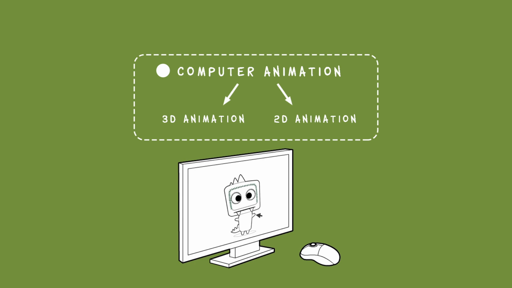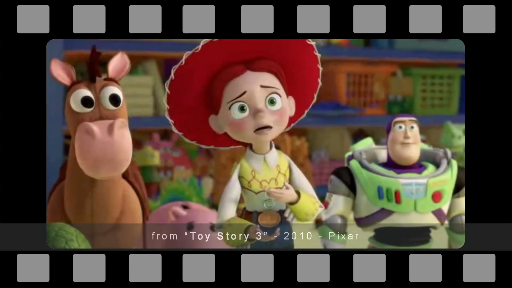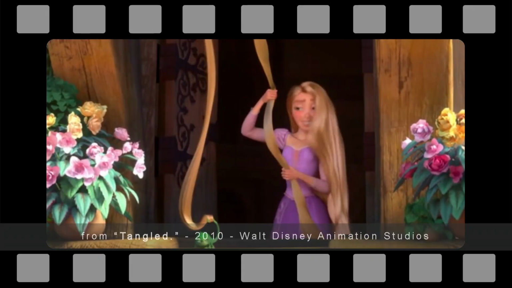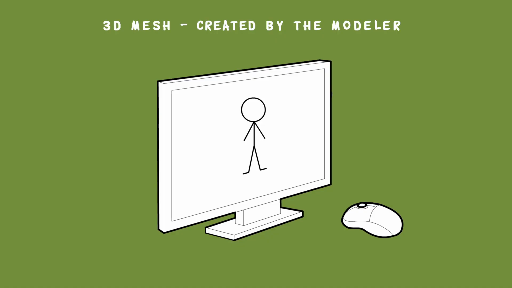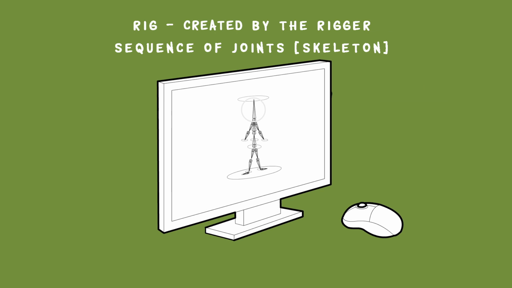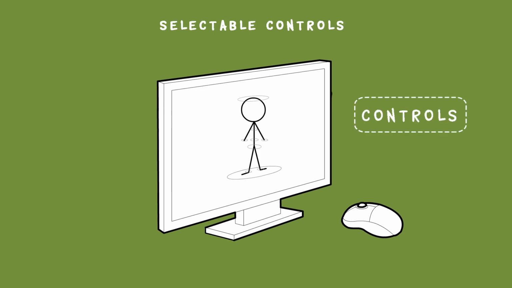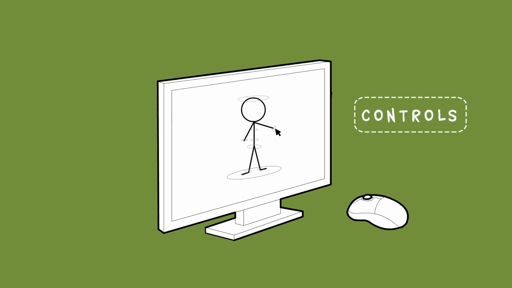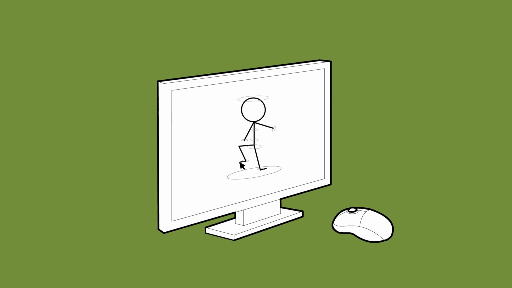I said that computer animation is split into two categories, 3D and 2D. The 3D is the animation of objects created in a three-dimensional space. Using 3D software like Maya or 3ds Max, we animate a 3D object. We start from a mesh, the model that is created by the modeler. On this mesh, the rigger will create the skeleton, the rig, the series of points, joints, and the selectable controls that the animator will use to move the character. Selecting and moving these controls, we create the motion.